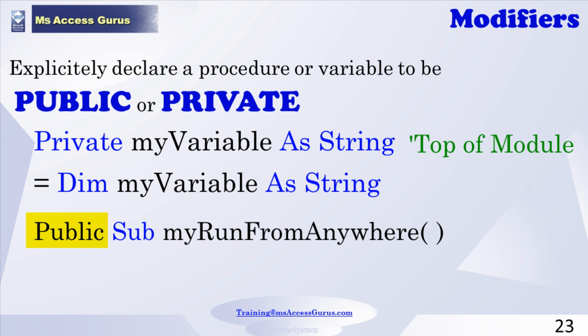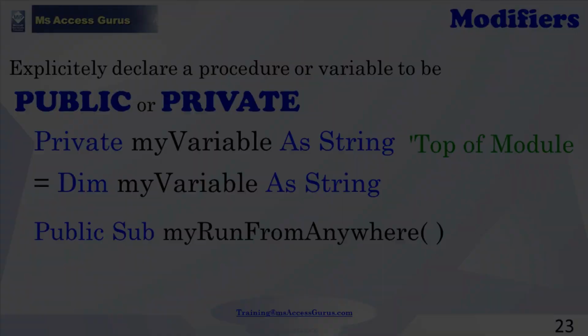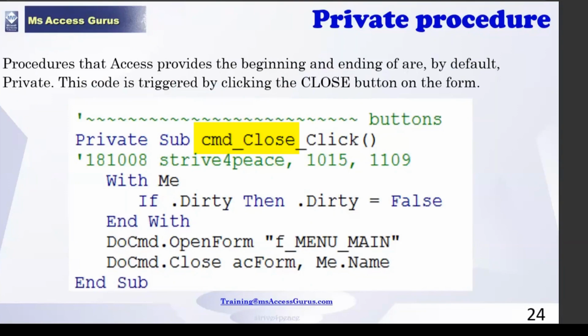But if it's in a standard module, you can run it from anywhere. Behind a form, here we have a close button, and we're defining a click event. Access put in the private sub command close click and the end sub. So what's between that is then what is going to happen.